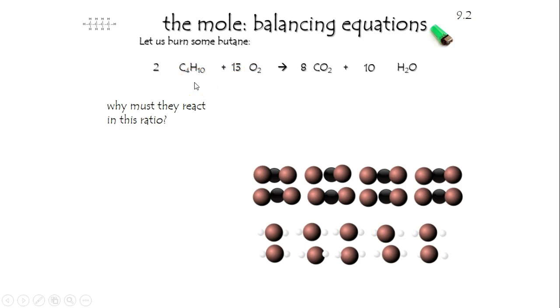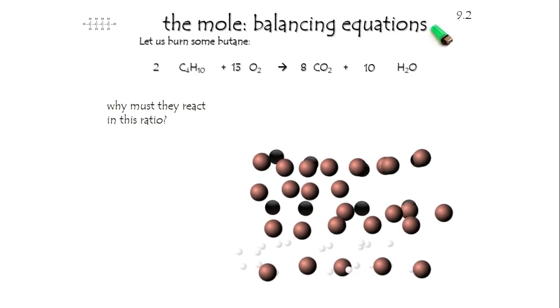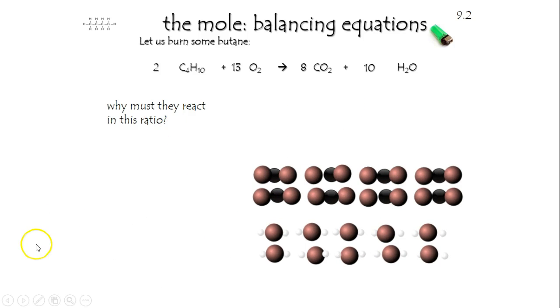Every 116 grams of this requires 416 grams of that. And if you do that ratio, you have the right number of molecules, things will go well. I hope that cute animation helps you to understand why we need to balance chemical equations.